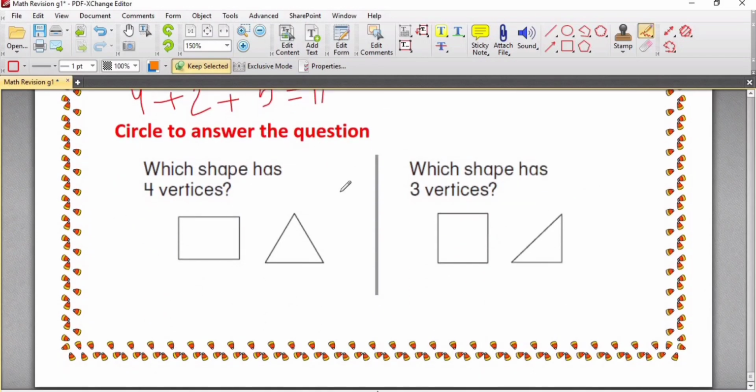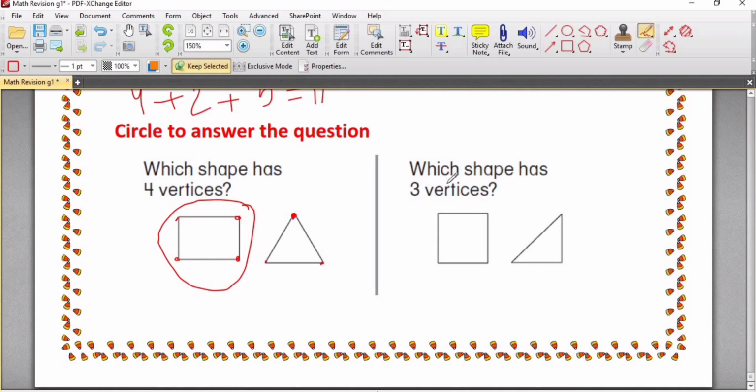Okay, now let's see the last question we have today. Here he wants you to circle to answer the questions. The first question we have, which shape has 4 vertices? Which shape of these has 4 vertices? Let's count to know. The vertices are these points, okay? So we have 1, 2, and 3. No, it's not. We need 4 vertices. Let's count here. 1, 2, 3, 4. So this one has 4 vertices, okay?